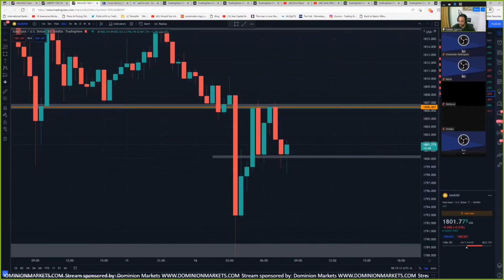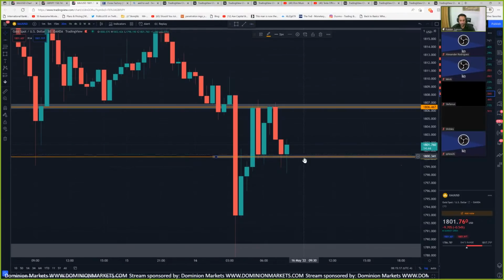If gold breaks the 1 hour low again, is it valid to enter? Yeah, I would want to see a break and close below this area, because we're rejecting this the second time. So you would want to see a break and close below.